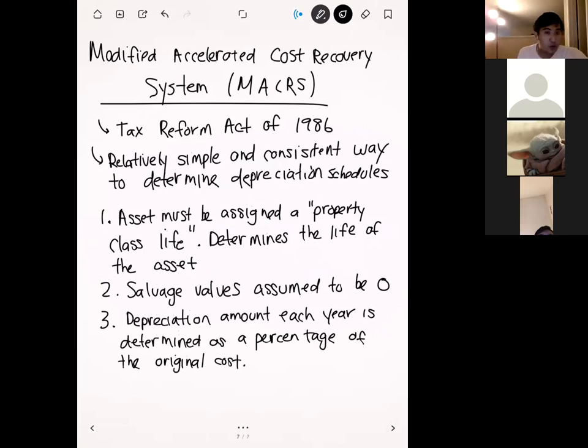The way that we determine these percentages is that they depend on whatever the class is. The next two slides are basically just a bunch of tables, and all you have to do is look up the table for what that percentage is for that year. Once you have these two things, performing those tax calculations is not so bad. Any questions on this before we define all the property classes?